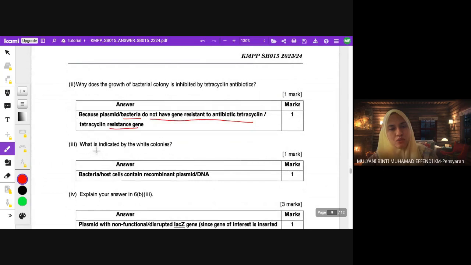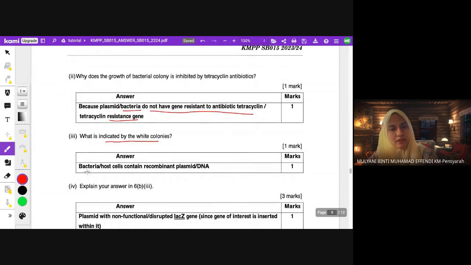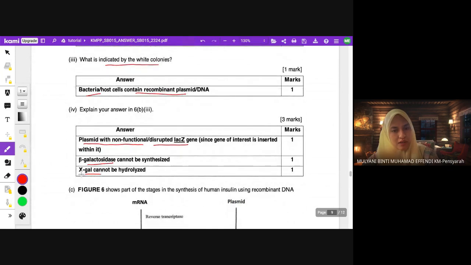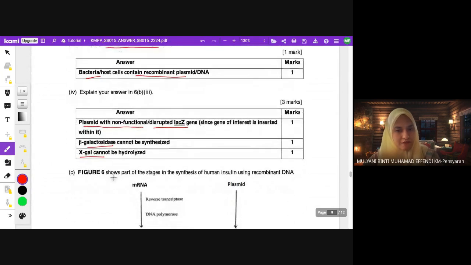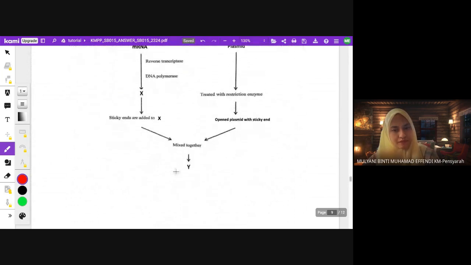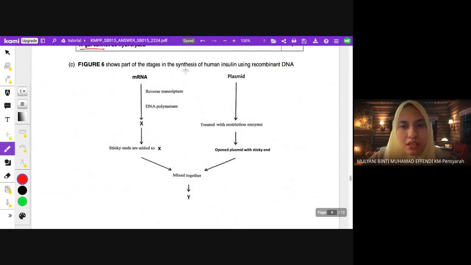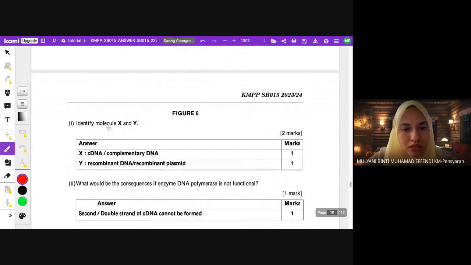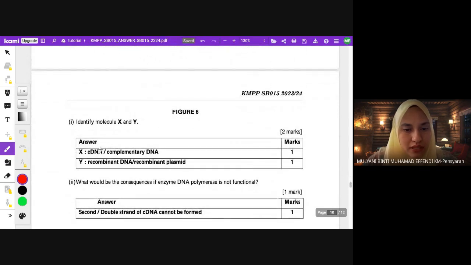Okay, so what is indicated by the white colonies? So bacteria yang contain recombinant DNA, ni saya rasa tak ada masalah. So explain your answer. So plasmid with non-functional ataupun disrupted lacZ tidak dapat menghasilkan beta-galactosidase dan tidak dapat menghidrolisiskan X-gal. So untuk next pula, ditunjuk kat sini synthesis of human insulin using recombinant DNA. Okay. So identify molecule X then Y. So X adalah cDNA and Y adalah recombinant DNA.